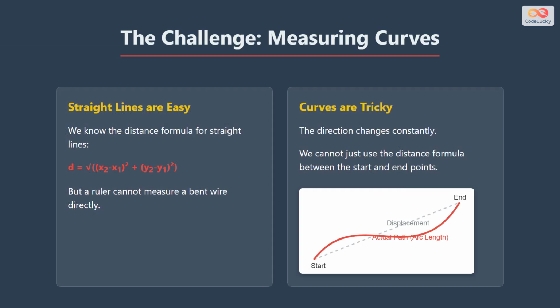Why do we need calculus for this? Well, if we had a straight line, we could simply use the distance formula. However, space curves are constantly changing direction. A standard ruler doesn't work on a bent wire. We cannot just calculate the distance between the starting point and the ending point, because that would ignore all the twisting and turning in between.